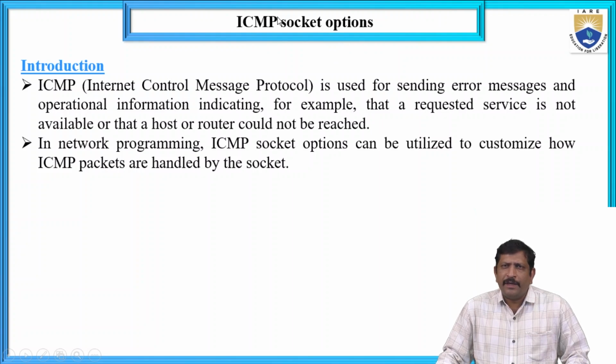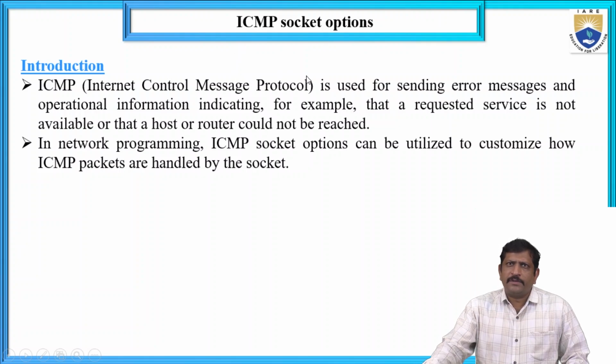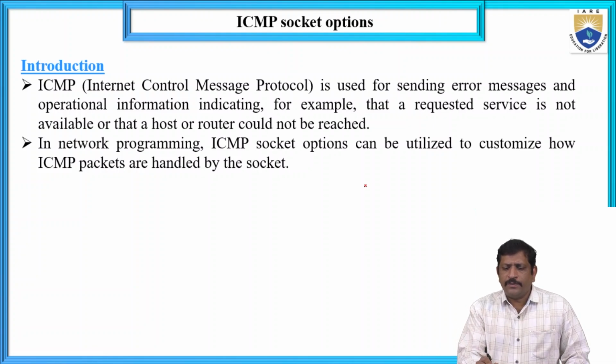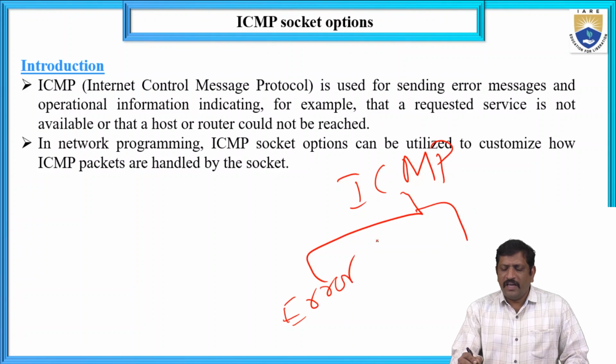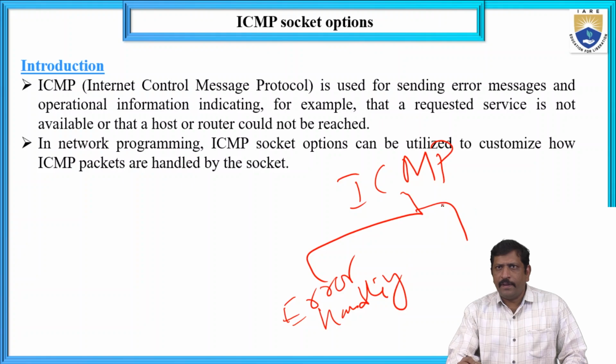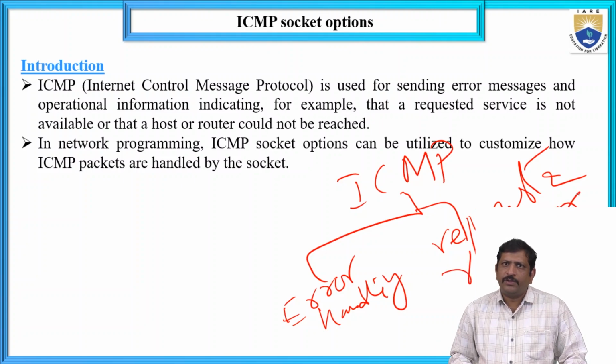Generally, these ICMP socket options we can categorize into two types. One is error handling, and the other one is request and reply. Mainly these two are the purpose.